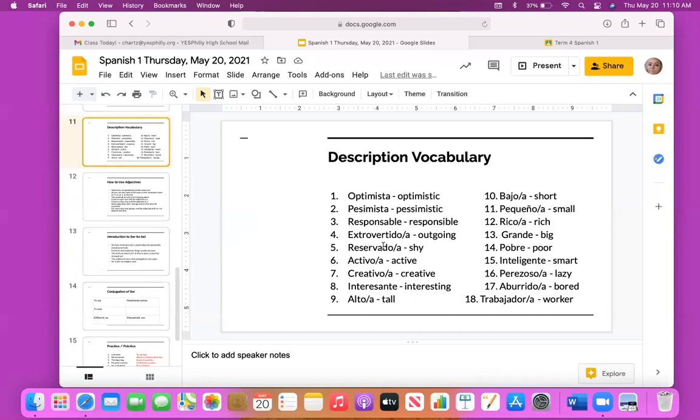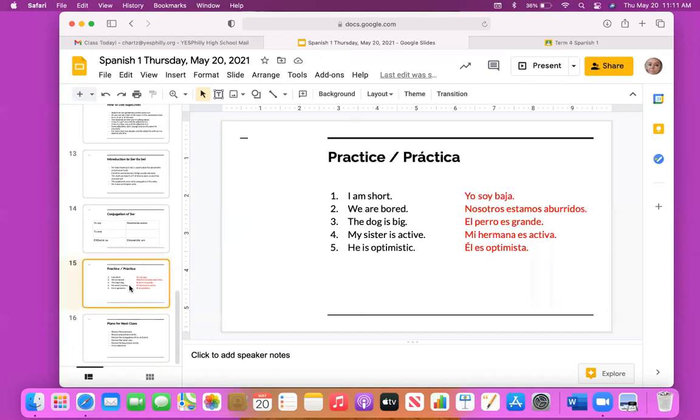So the only ones that change are the ones that I have with the O/A. Those are the only ones that you have to worry about. All of the other ones stay the same. Like I said, optimista, pesimista, responsable, interesante, they all stay the same.